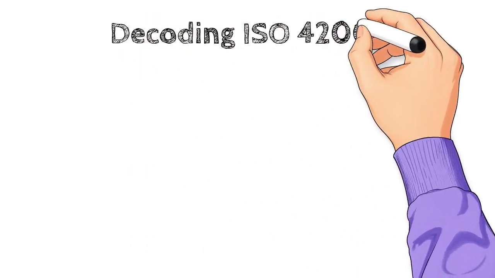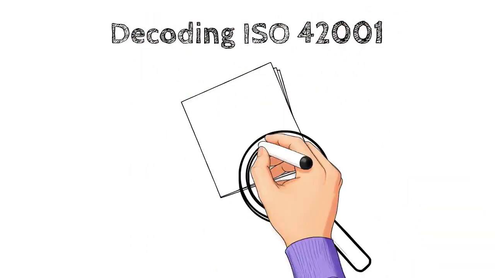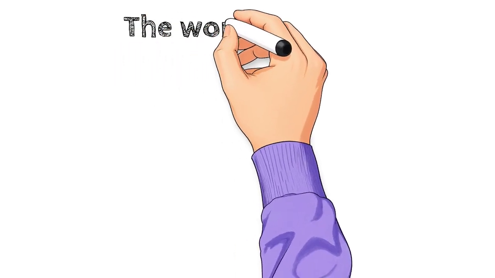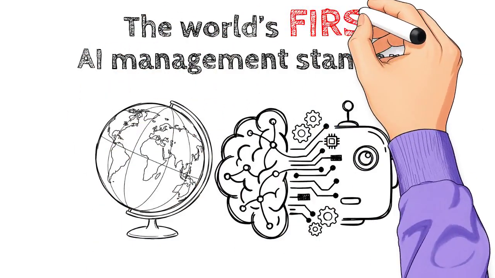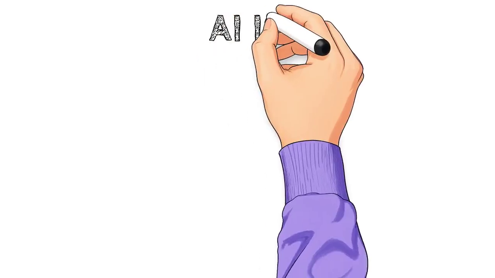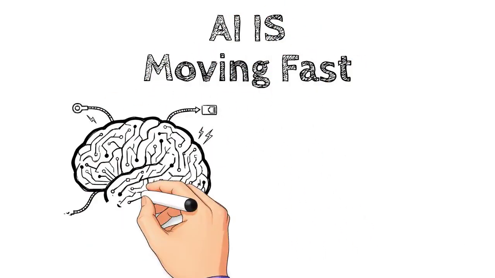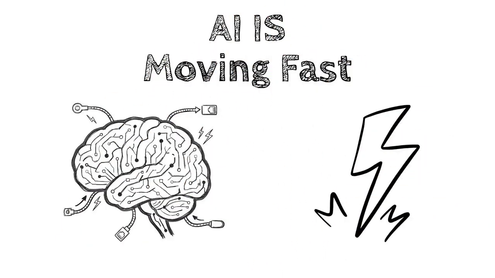All right, let's dive in. Today, we're decoding ISO 42001. Now, this is a big one. It's the world's very first international standard for managing artificial intelligence. AI is moving at lightning speed, and this framework is all about bringing some much-needed structure and responsibility to the table. So let's see what it's really all about.